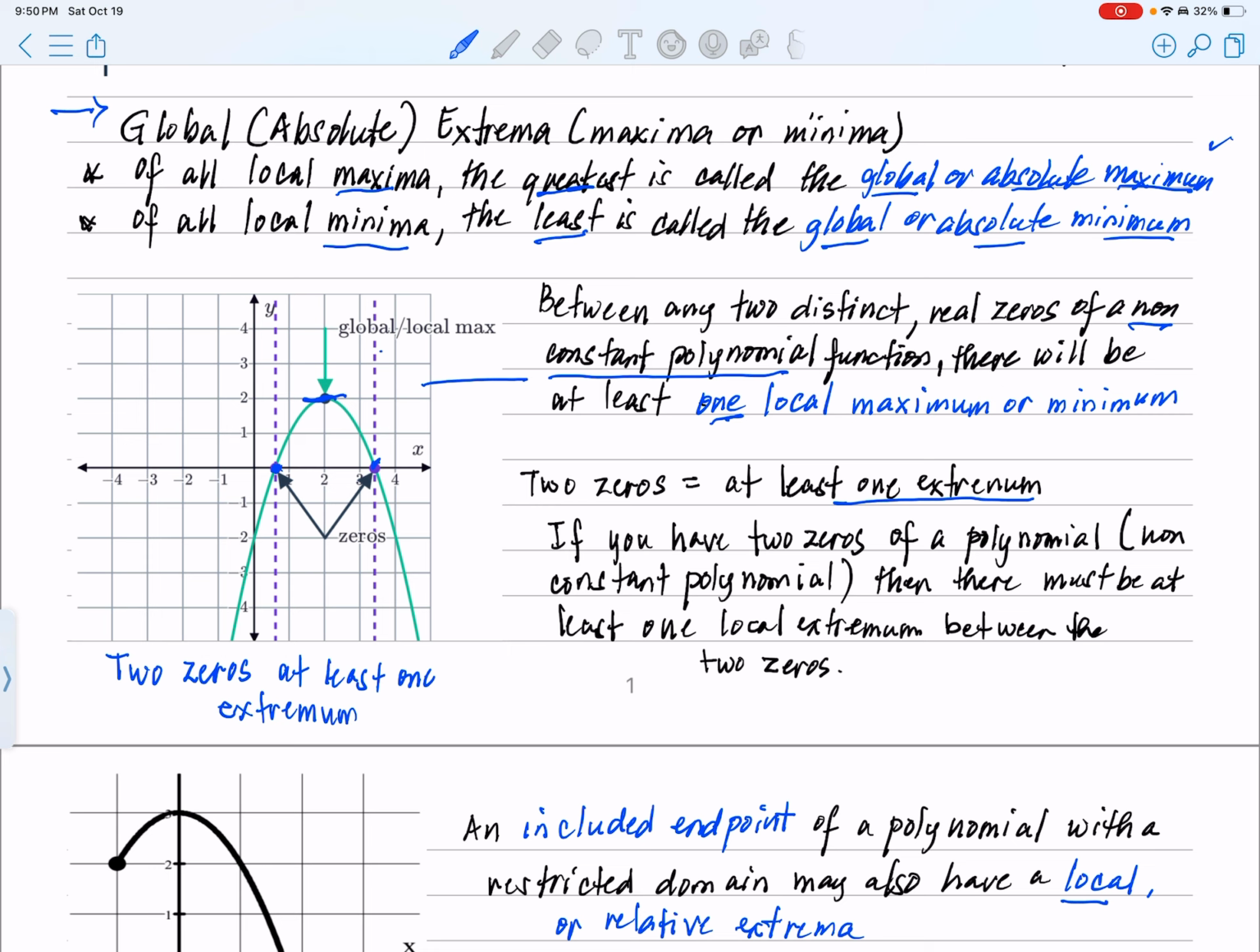So between two distinct real zeros of a non-constant polynomial, when we say constant polynomial, you just have a straight line. But when it's non-constant, of course, you have a curve that goes up or down. That is a non-constant polynomial. So there will be at least one local maximum or minimum, at least one extremum or extrema, maxima or minima.